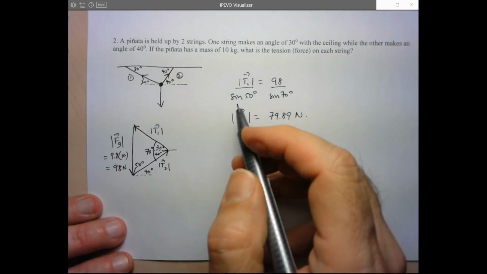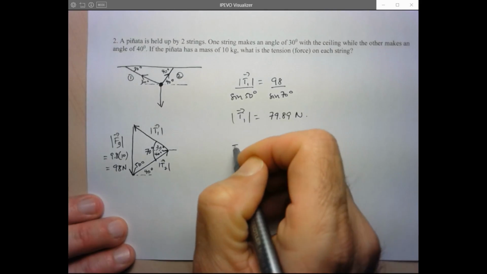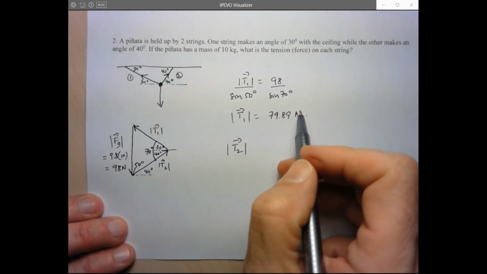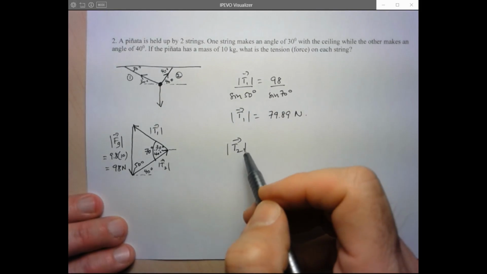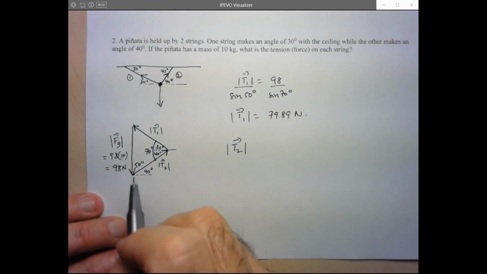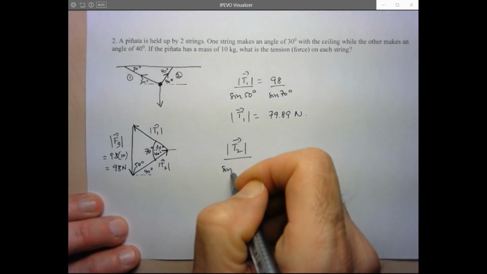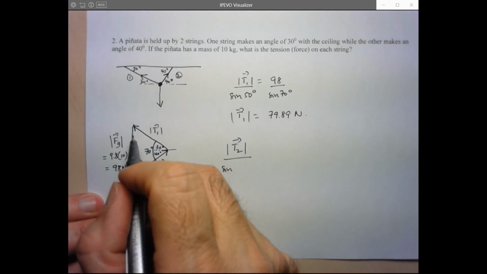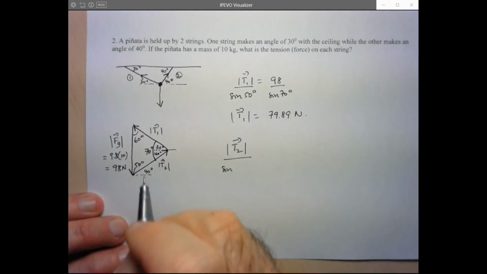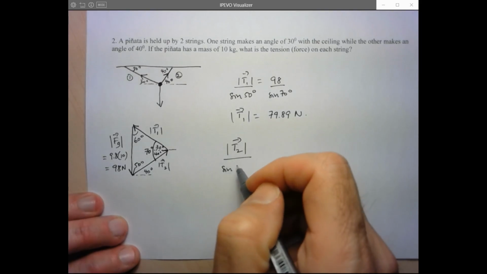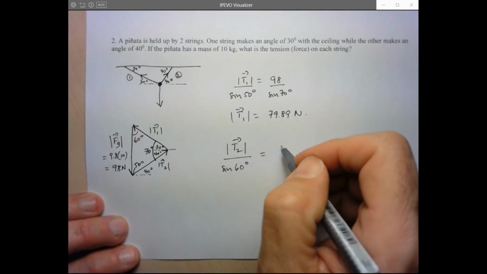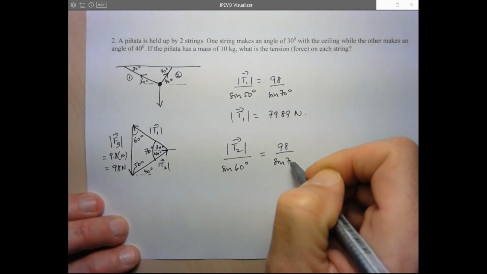And then I'm going to do something similar now for T2. Now here, what I want to try to avoid doing, if I can, is using this answer to find the other. Sometimes you have no choice, but I'd rather work with exact values if I can. So I'm still going to work with this other pair. But of course here, if I need the sine of its opposite angle, it looks like we will need this angle here. So 70 and 50 is 120, so what remains is 60. So here we have magnitude of T2 over sine 60 is equal to, and I'll use the same ratio on the other side, 98 over sine 70.